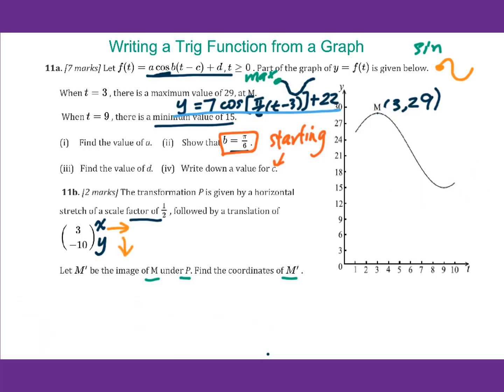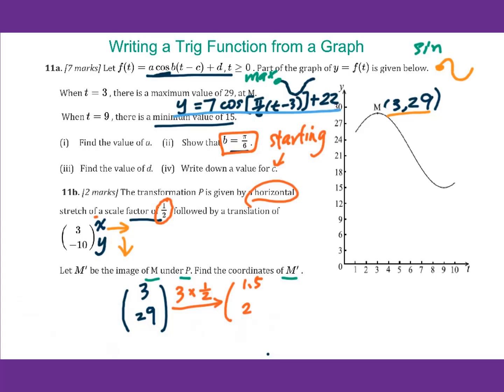According to the given information, this M is (3, 29). Let's write down the coordinate for M, that is (3, 29). We do a horizontal stretch of a scale factor of 1/2. Horizontal means you do the 3 times 1/2. So you have (1.5, 29).